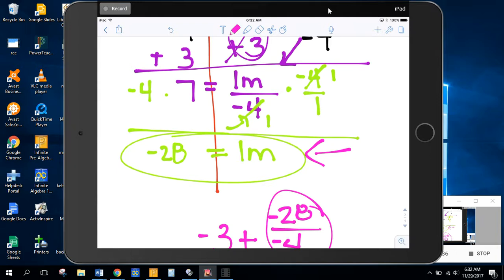Okay? You guys, please rewatch this as you're doing your worksheet if you need it. Keep in mind it's the same process we did with multiplication, only now we have to get rid of division, which means we multiply. Multiply, not multiply by the opposite, just multiply.